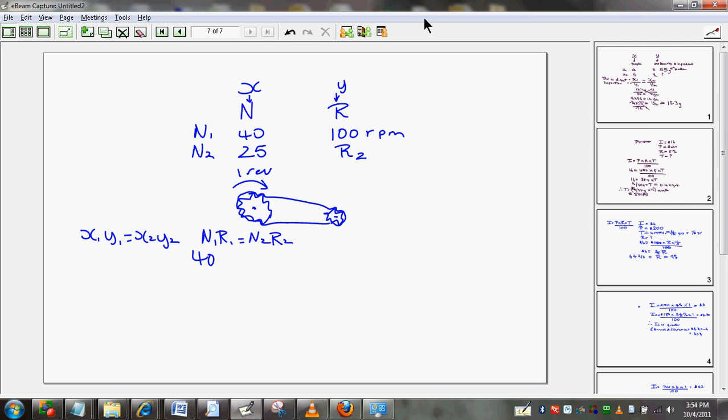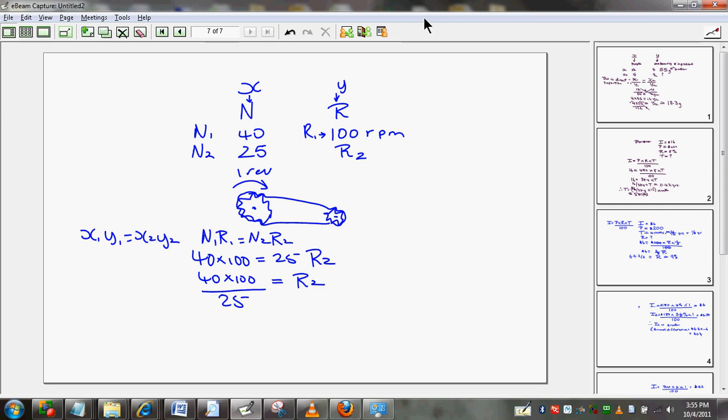R1 is 100, because this is the first R they spoke about. Let me write it here. So R1 will be 100 revs per minute, is equal to N2, which is 25, multiplied by R2, which is unknown. So how do we solve for that? We simply say 40 multiplied by 100 divided by 25. We divide by 25 on both sides. That will be equal to R2.